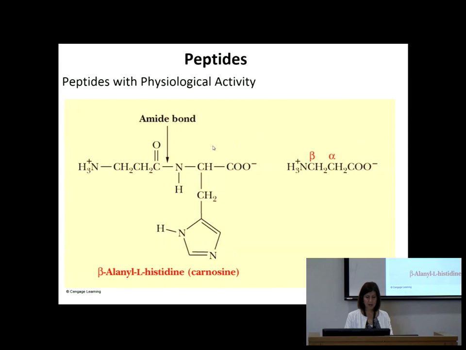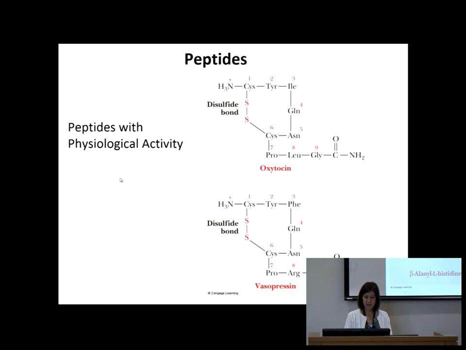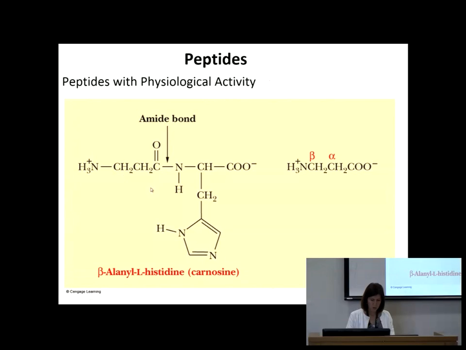Here we have some dipeptides that are biologically active. Here's beta-alanine. It just has two carbons. It doesn't have just an alpha. It's a beta amino acid. And does anybody know what carnosine does?